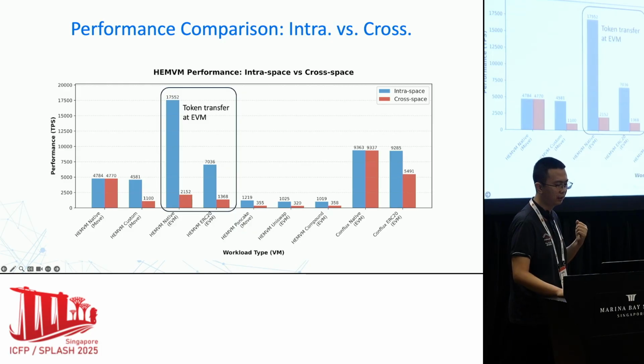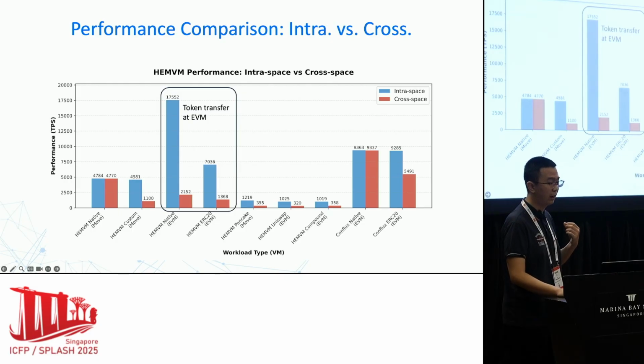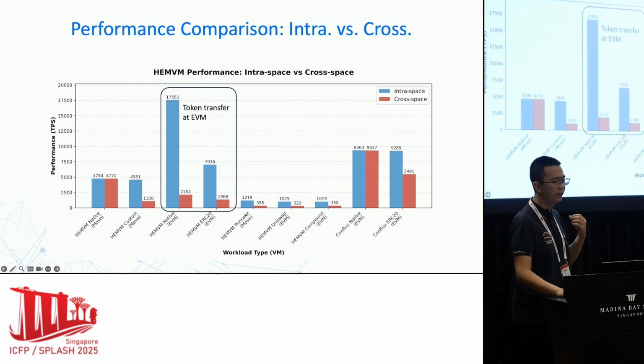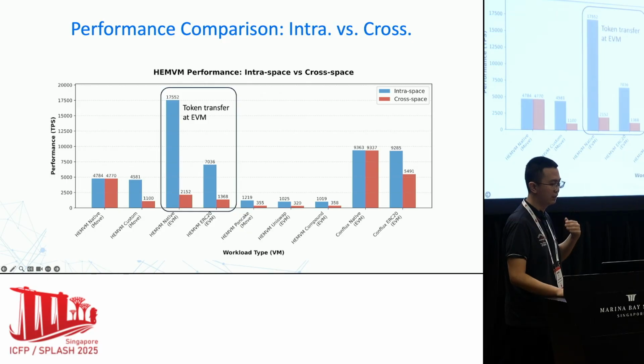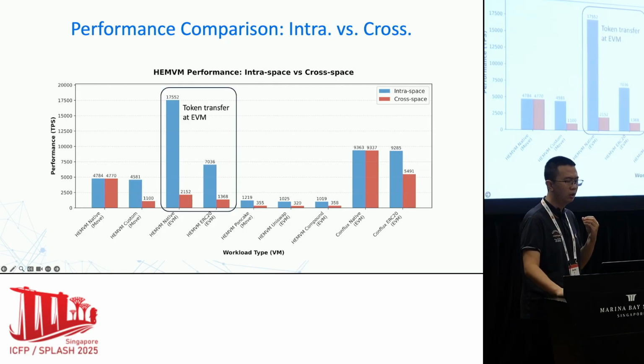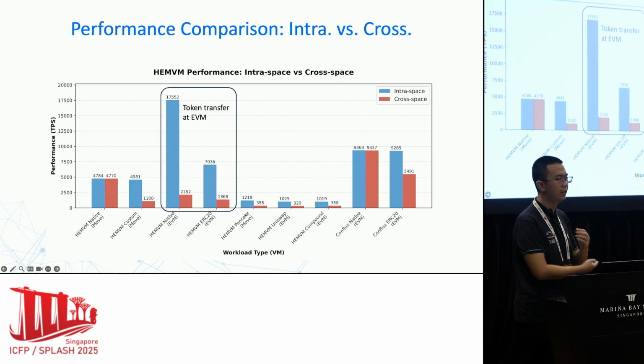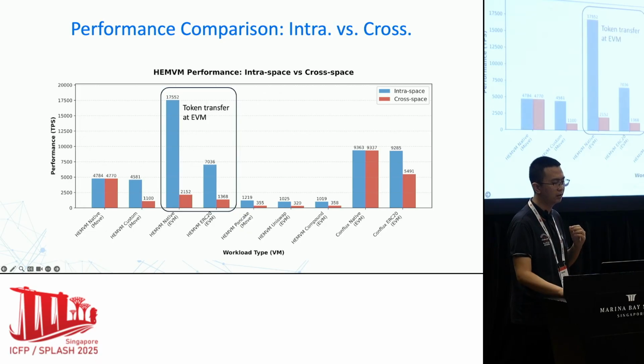And the next part is token transfer in the EVM. Because the EVM is much faster, we can see that the native token transfer has significant throughput, and the custom token transfer has some performance drop. Because for the standard implementation, the EVM token transfer is much faster than the Move.